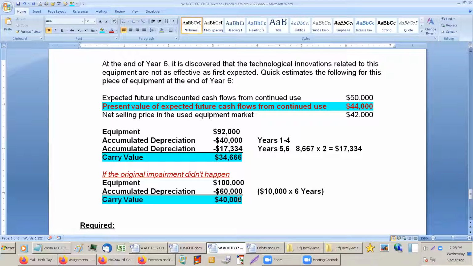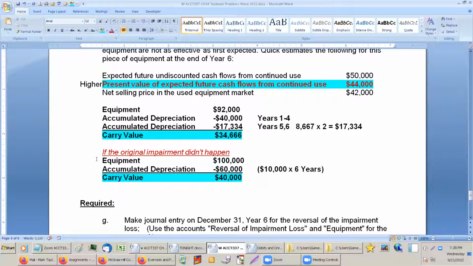We can only go up to what we had in it. So between these two, to do this without making it more confusing, between these two, we pick the higher. But it can't go above this. This is sort of like the ceiling.